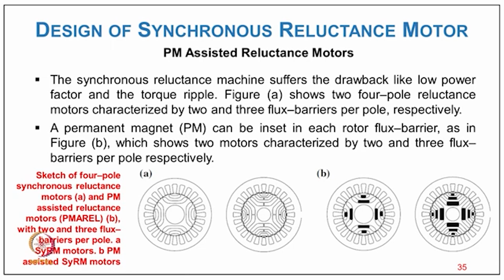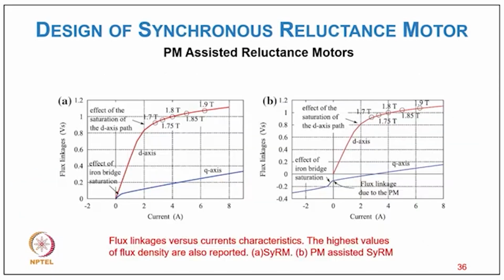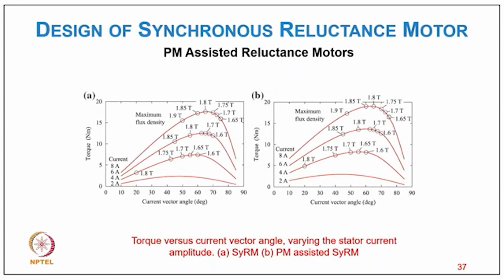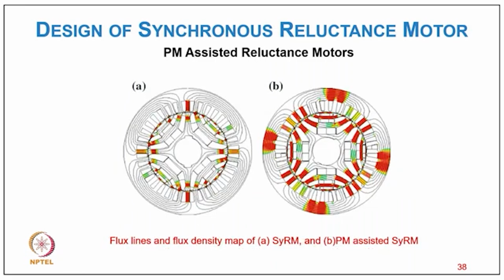This shows how the permanent magnets are put in the flux barriers in this kind of synchronous reluctance motor. And here you can see how the flux linkage varies with the current, with the characteristic highest possible flux density reported for the synchronous reluctance motor and for the PM assisted synchronous reluctance motor. So you can clearly see the effect of the PM as well as the saturation in the two cases. And now you can see the effect on the torque current angle characteristic of the two cases of synchronous and PM assisted reluctance motors. And then you can see the flux lines and flux density map of the PM assisted synchronous machine.